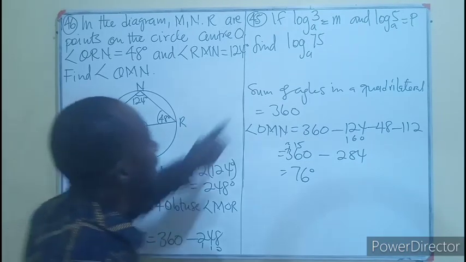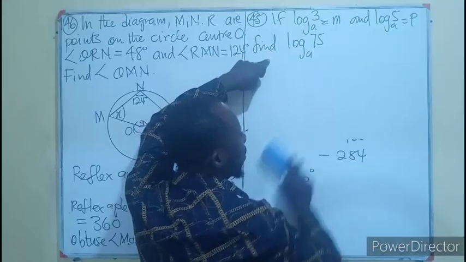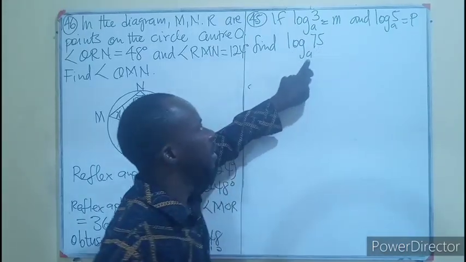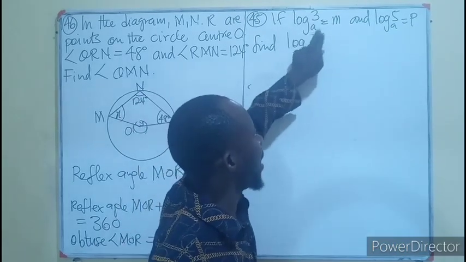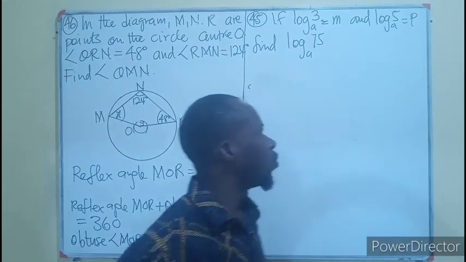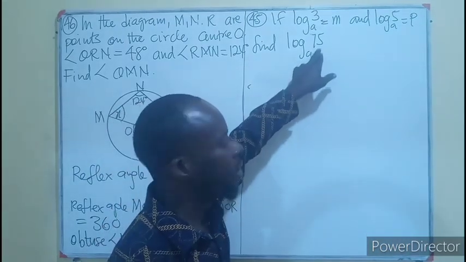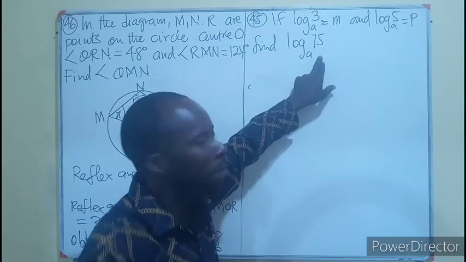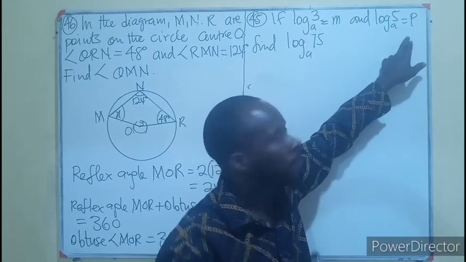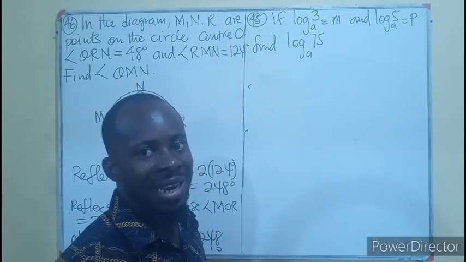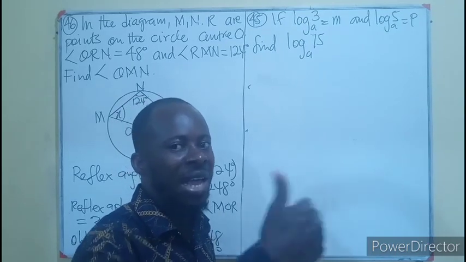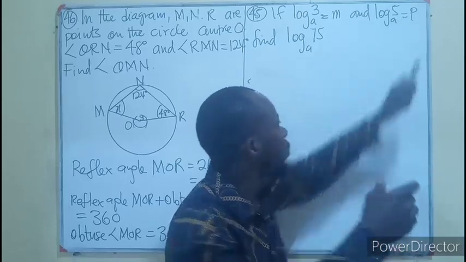All right, then number 45. We are asked to find log 75 base A if log 3 base A equals m and log 5 base A equals p. What we need to do is write 75 in terms of 3 and 5 to be able to get m and p in our solution. I know that 3 times 25 gives me 75, and 25 is 5 times 5, which is in terms of 5.